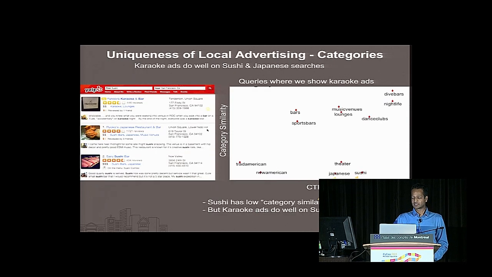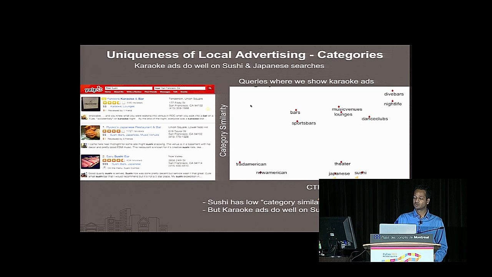Then another interesting aspect to local advertising are categories. So in some cases, some categories are very intuitive. When you search for sushi, we will return to you results for Japanese restaurants. That's clear. That's intuitive. But sometimes when you search for sushi, then our advertising product may return to you a response for a karaoke bar as well, right? Which is not so intuitive at the onset. However, it turns out that people who search for sushi are also interested in karaoke bars, right?